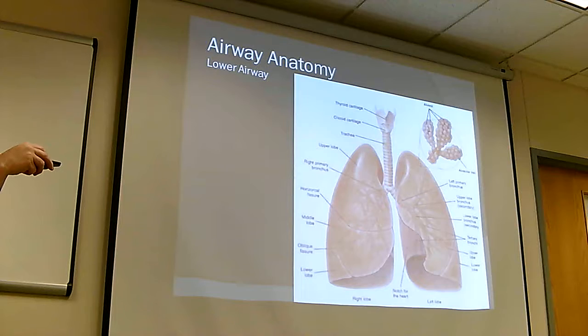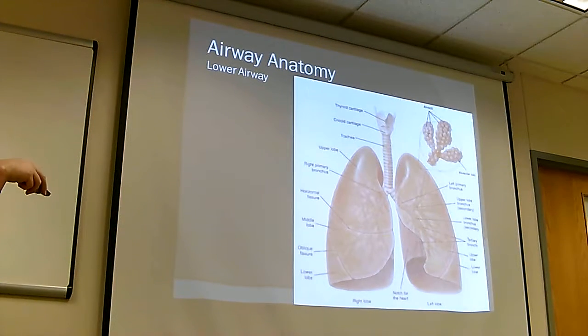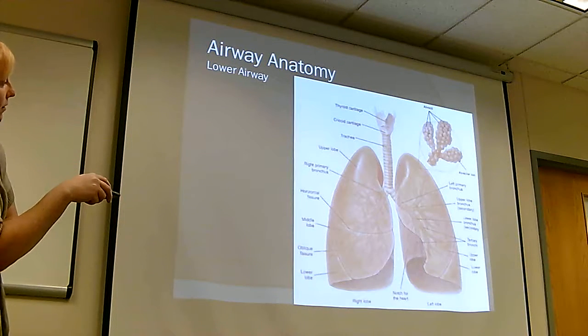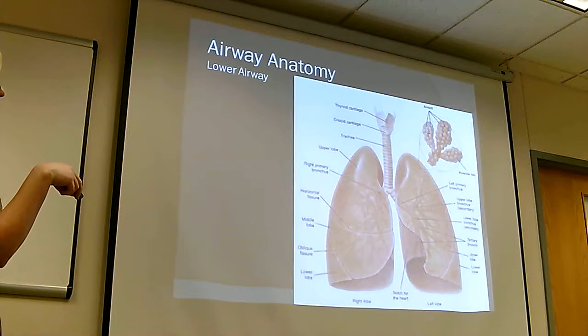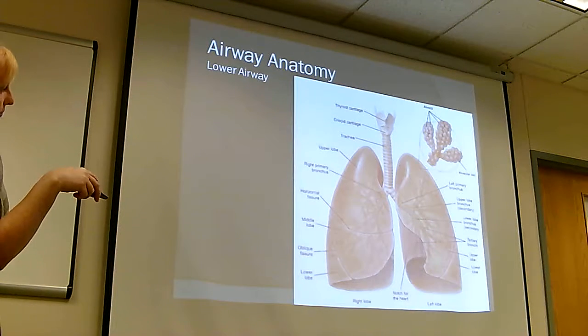Out here in the distal airways, you have the alveoli and alveolar sacs. I've got a better picture of it later. And then on the left lung, you've got two lobes, an upper lobe and a lower lobe. And then on the right, you've got three lobes: upper, middle, and lower. Anyone know why two on the left? The heart takes over. Good.